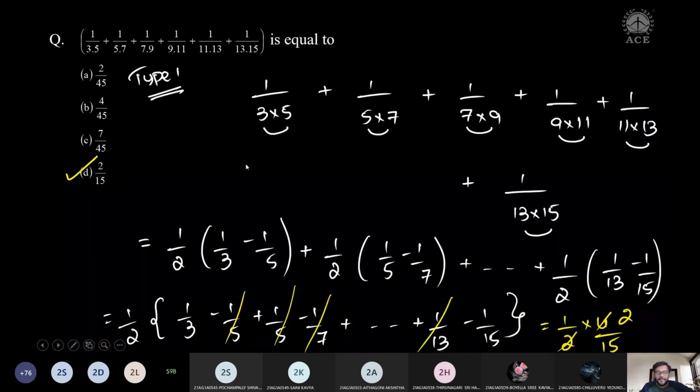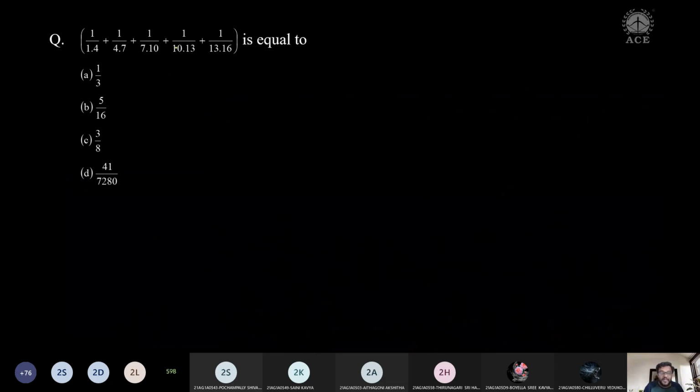Let's see the next question, my dear friends. This is the first type of question, where the difference between the denominators is common. Here two difference, two difference, two difference. Now we can put this as 1 by 2 into 1 by 3 minus 1 by 5, 1 by 2 into 1 by 5 minus 1 by 7, like that. Now see the second question, waiting for your answers, my dear friends.